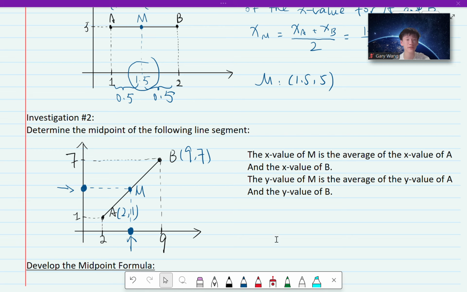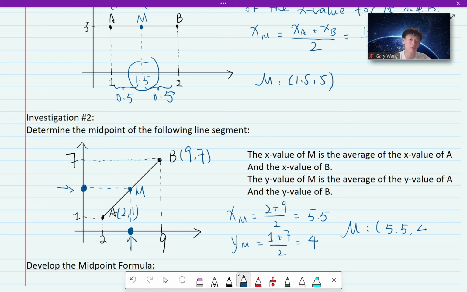So based on this idea, we can calculate the x value and the y value of M. The x value of M should be the average of the x value of A and the x value of B, which is 5.5. And the y value of M is also the average of the y value of A, which is 1, and the y value of B, which is 7. So 4. So we can see that the coordinates of point M will be (5.5, 4).